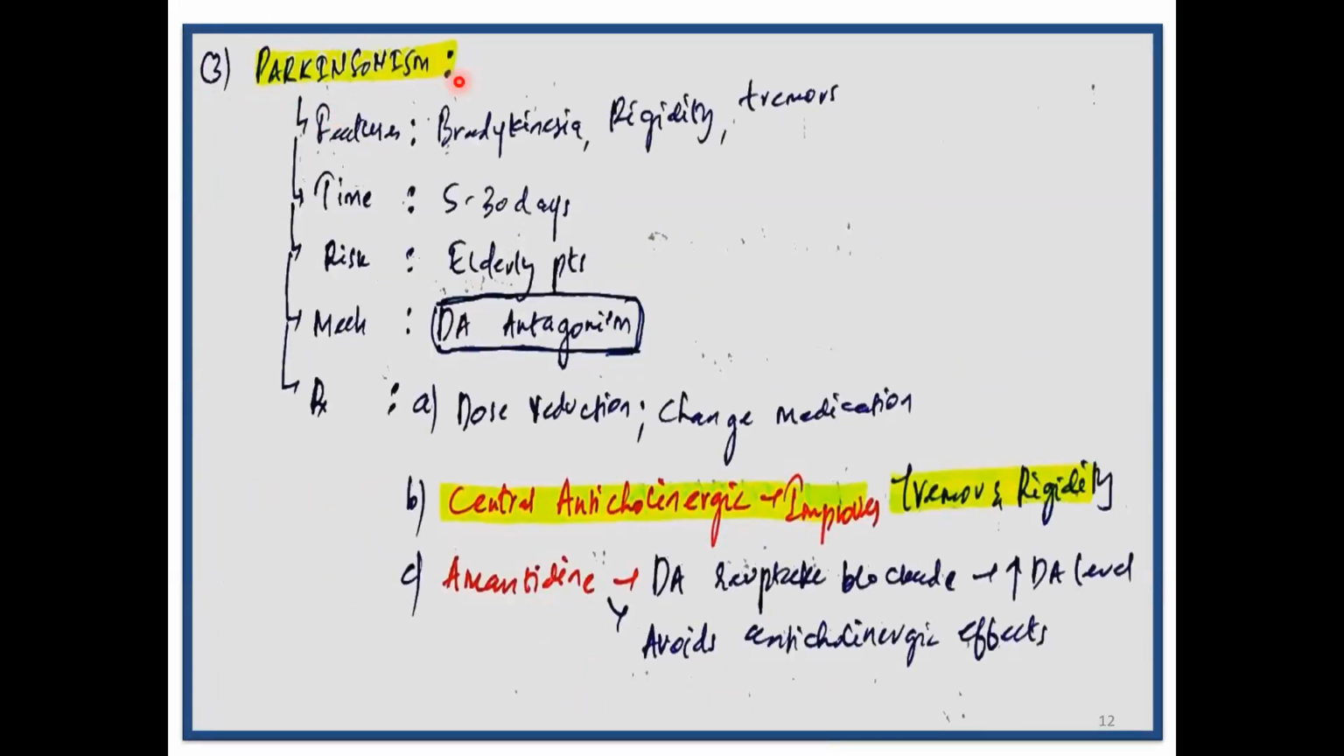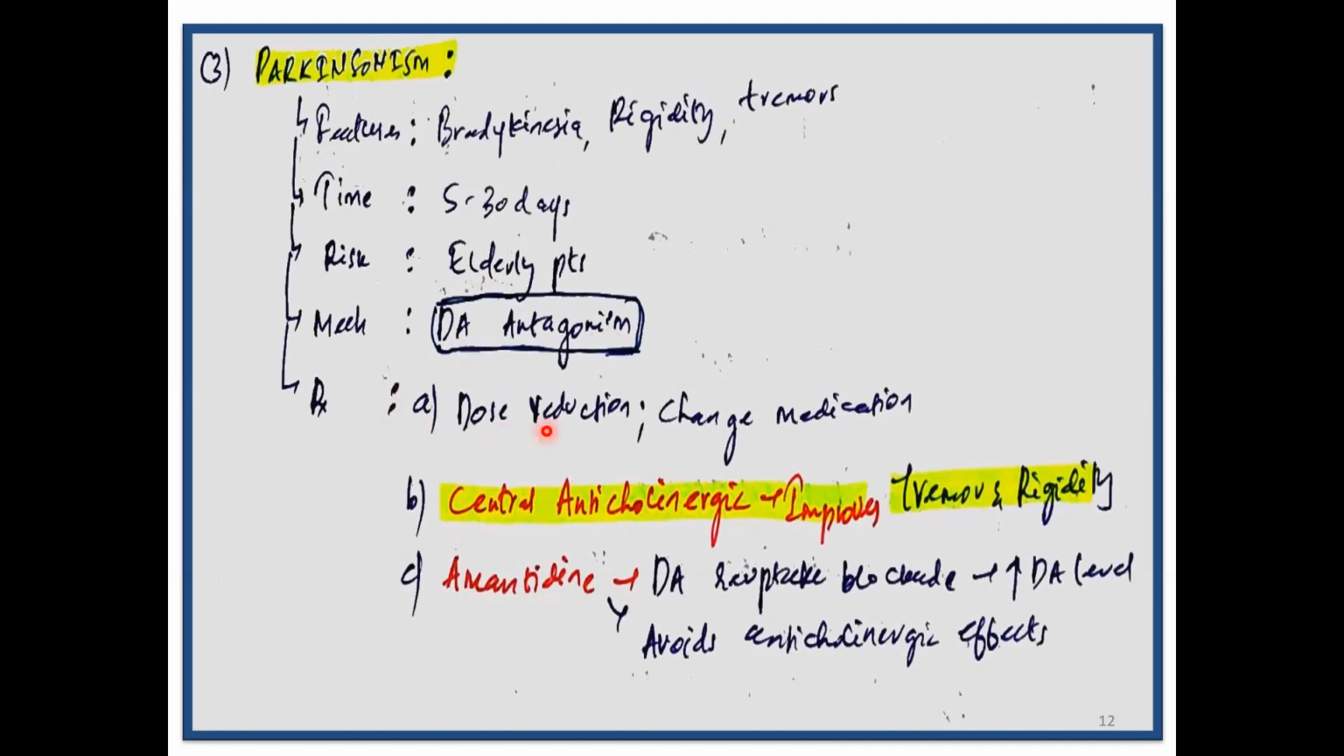The third early side effect of antipsychotic agents is drug-induced Parkinsonism. Why is it called Parkinsonism? Because it presents with features similar to Parkinson's disease: bradykinesia, rigidity, and tremors. It starts within 5 to 30 days of initiation, and is mostly seen in elderly patients. The mechanism, once again, is dopamine antagonism at the nigrostriatal pathway, which normally controls motor activity. So we will see changes in the motor system.